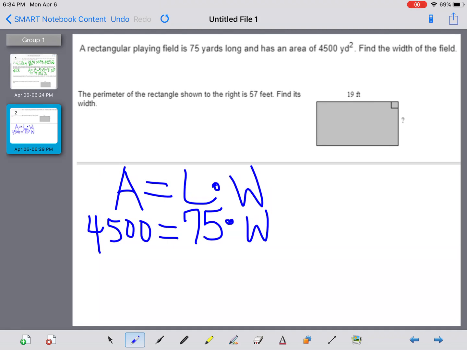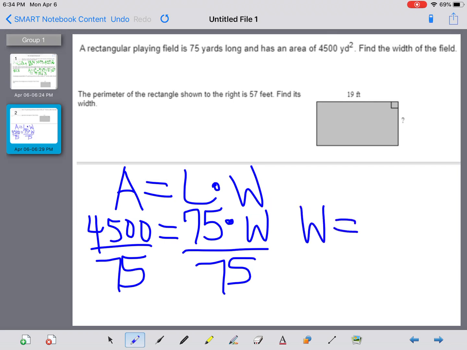Now to solve a simple equation like this one, just think opposite operations. The opposite of multiplication is division. So to solve for W, divide both sides by the number that's on the same side as your W, which is 75. And when we divide, our missing width is exactly 60 yards.